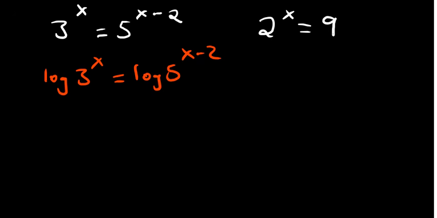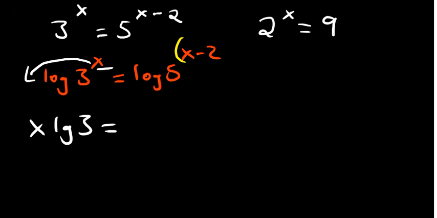Okay, so from the laws that we've learned, we know that the x, which is the power, can go to the other side. So at that stage we have x log 3 is equal to the other side. We can do the same for the power, x minus 2. So it's going to move as a multiplier. So we have x minus 2, then we have log 5.